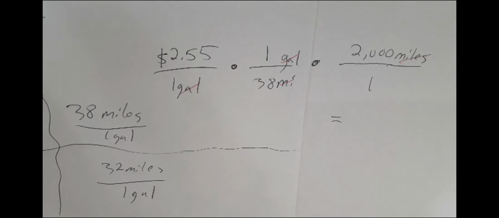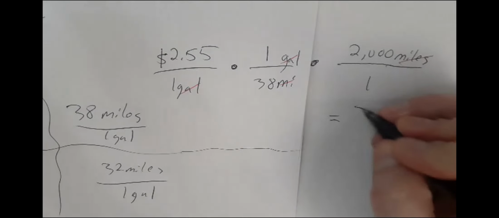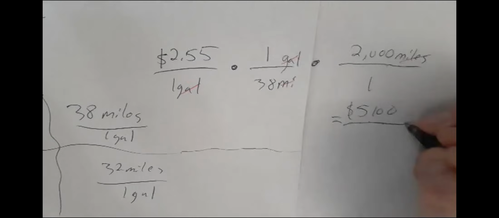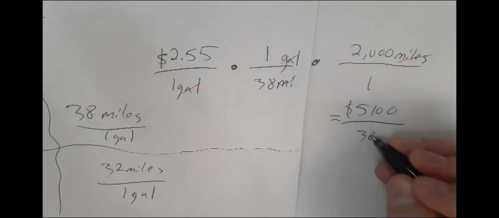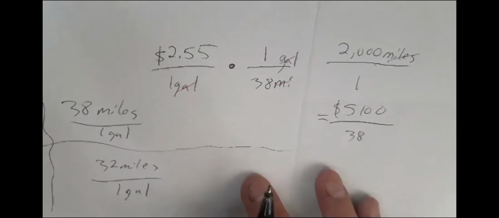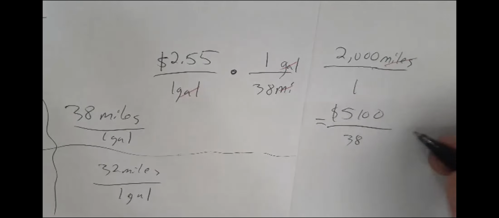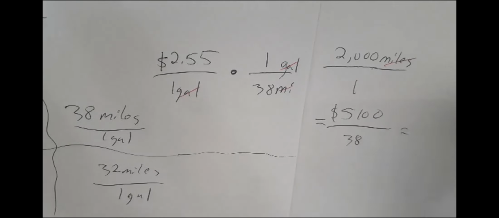So what am I getting? I'm getting 2.55 times 2,000 on top, and 1 gallon over 38 miles. It'll cost me something like 134.21.